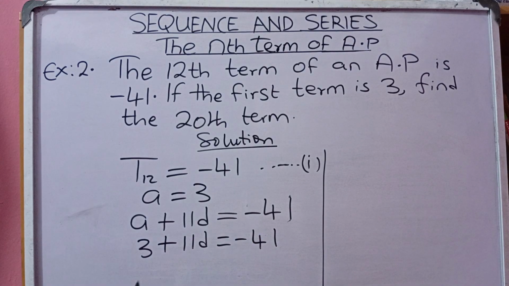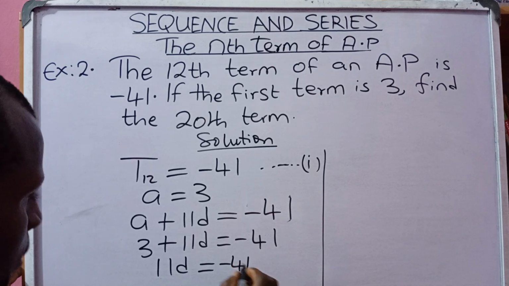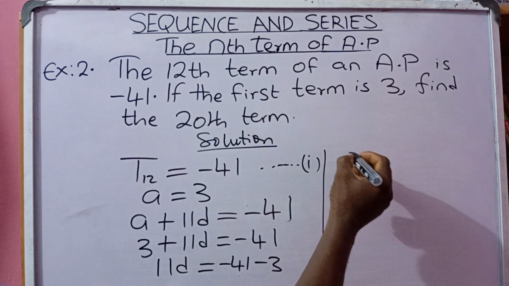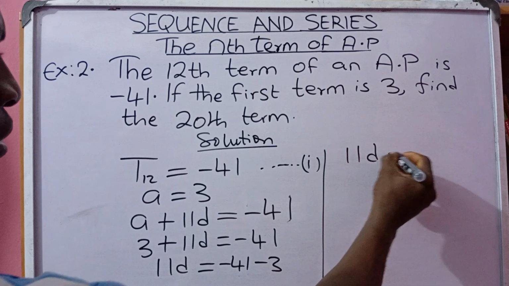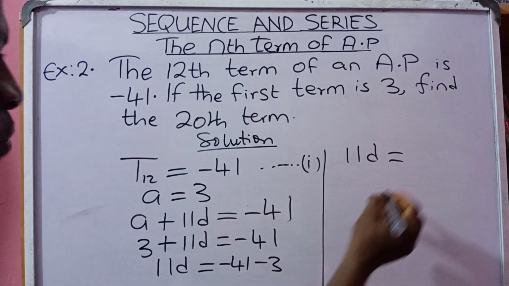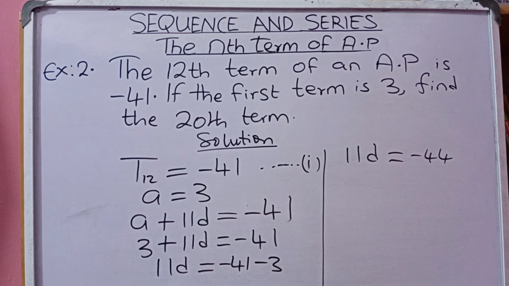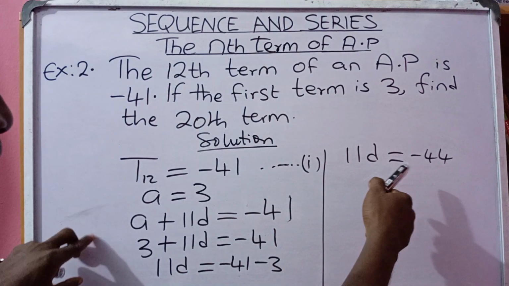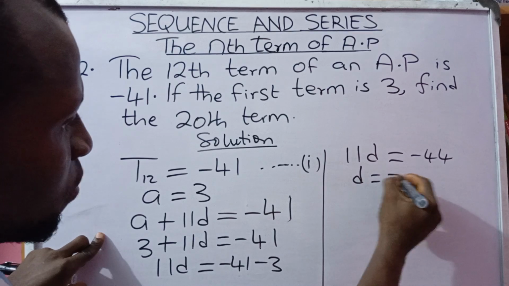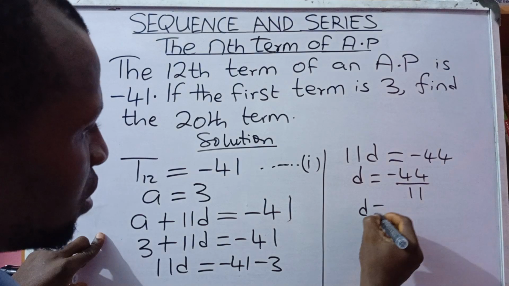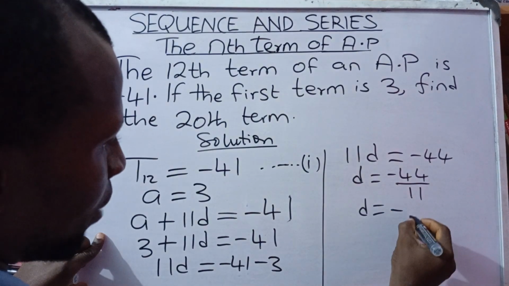So the next step we'll now take is to collect like terms. 3 we move over to the other side. We have it as 11D is equal to minus 41, then minus 3. We now have it as 11D is equal to minus 44. What do we do next? We divide both sides by the coefficient of D. That will give us minus 44 divided by 11. Our common difference will be minus 4.